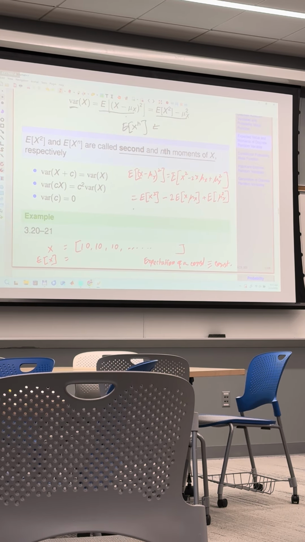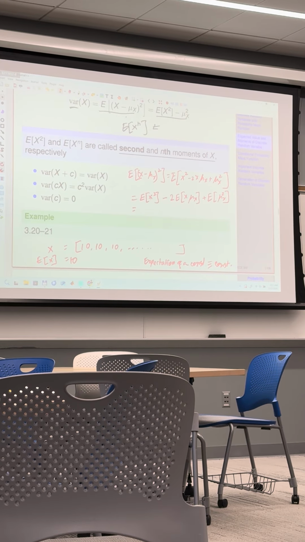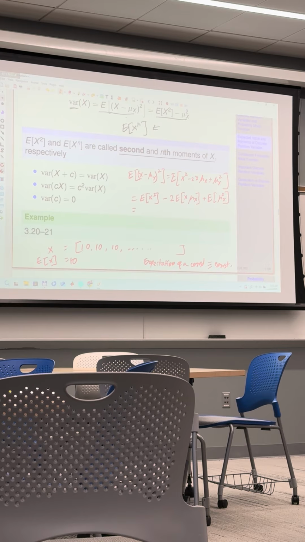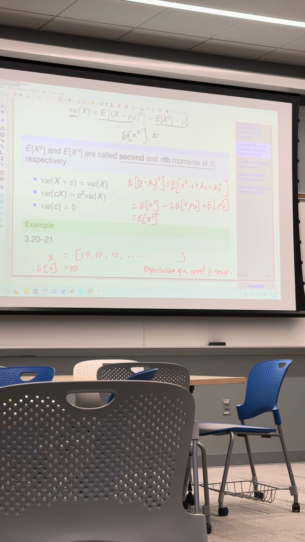So what you have here is expectation of 10, because it is constant. So expectation of the constant is 10. Now this expectation of x squared, we do not know. X is a random variable, we do not know its value. We simply keep it as expectation of x squared minus 2.